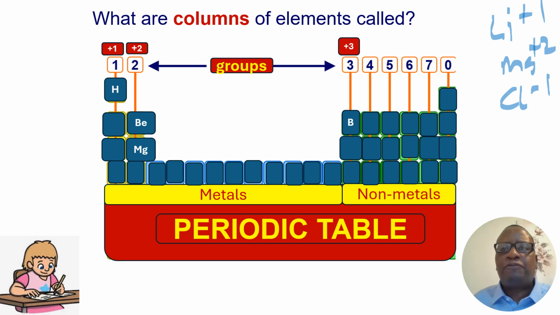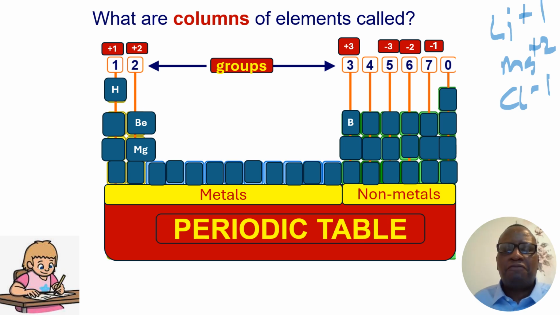So group 5, 6, 7, you look for the numbers that they need to make 8. They need to gain electrons to make 8. So group 5, they gain 3 electrons. Group 6, they gain 2 electrons, -2, and group 7, they gain 1 electron, -1.